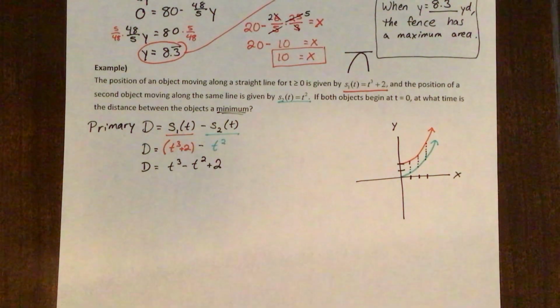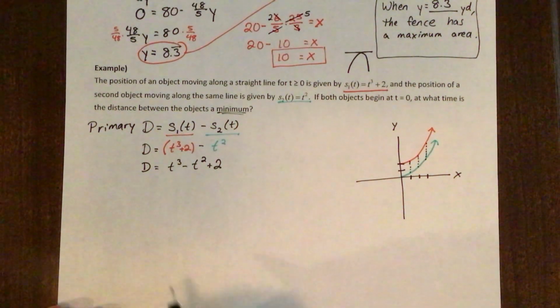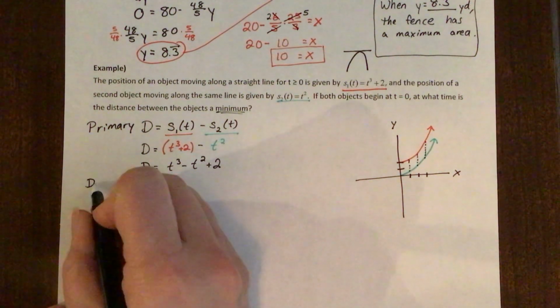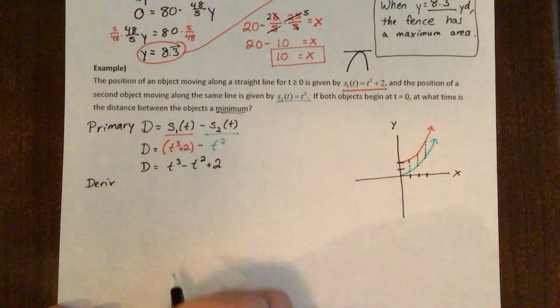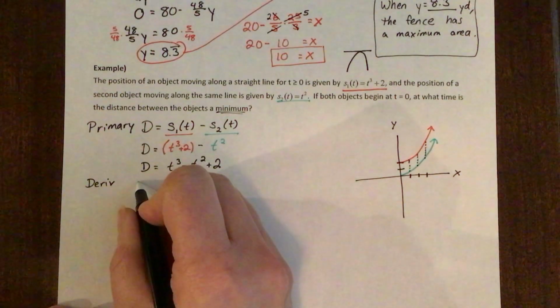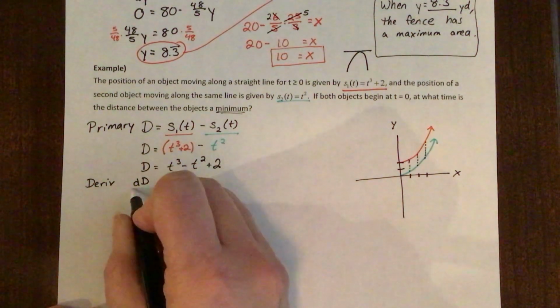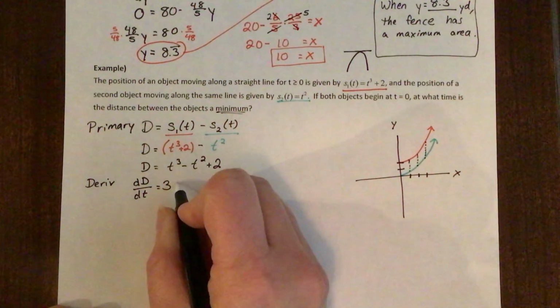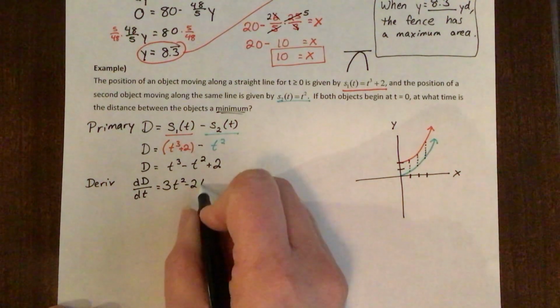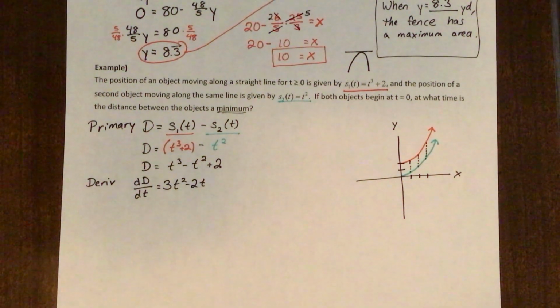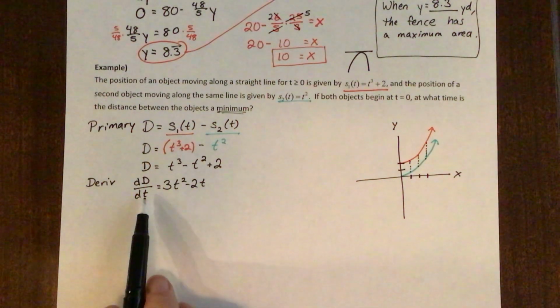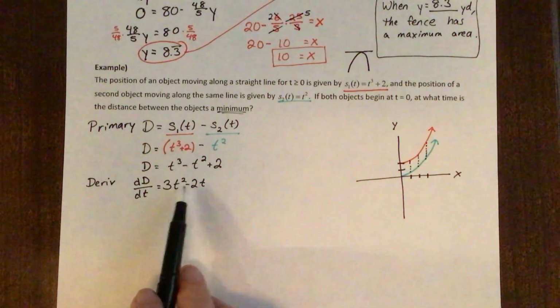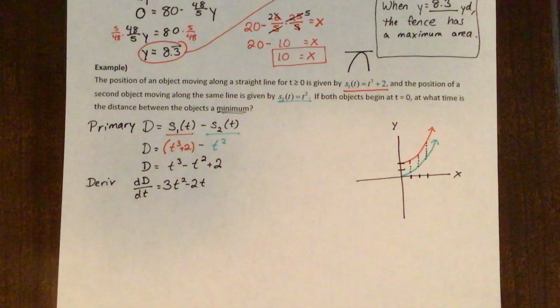All right, so let's minimize this equation. We're going to take a derivative. There's no substituting. We're going to take a derivative, which will be capital D dt equals 3t squared minus 2t plus 0. And since we're taking our derivative with respect to t, we do not need to use that chain rule bit, like in related rate stuff.